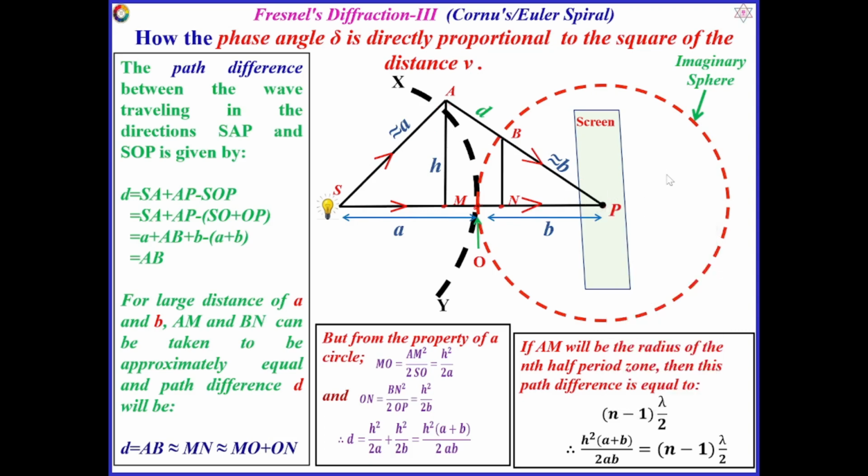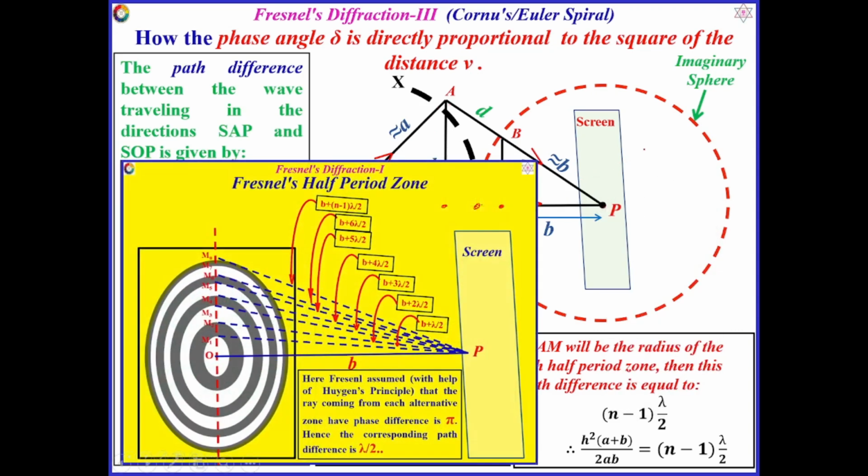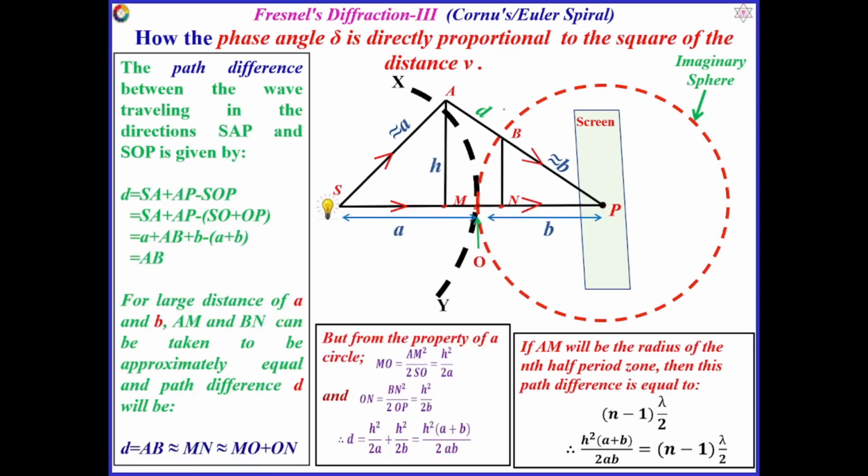We already discussed in our first video how to construct Fresnel's half period zones. If this is your wavefront, on the screen we consider an arbitrary point. From that point we consider various radii, draw imaginary spheres in 3D or circles in 2D, and they cut the wavefront, giving us the half period zones. So for this circle we get a half period zone.